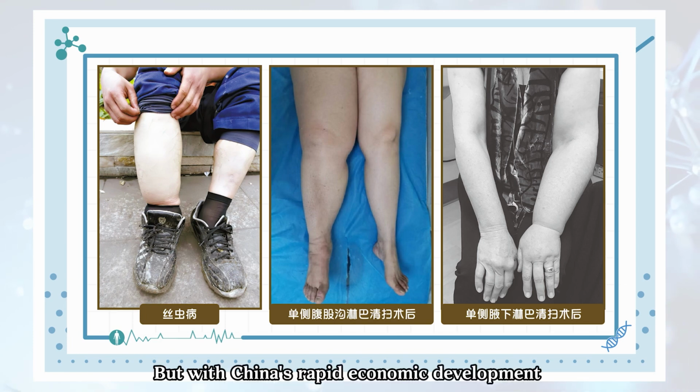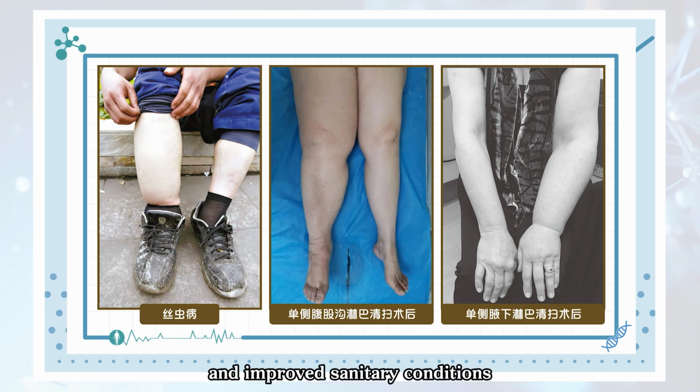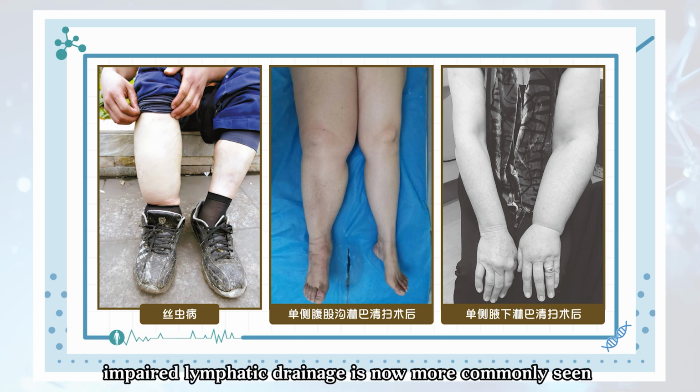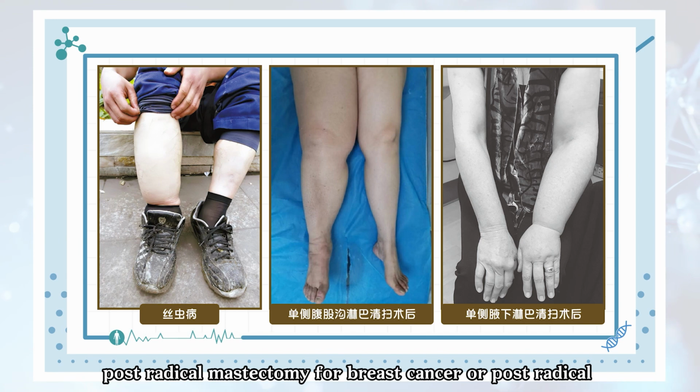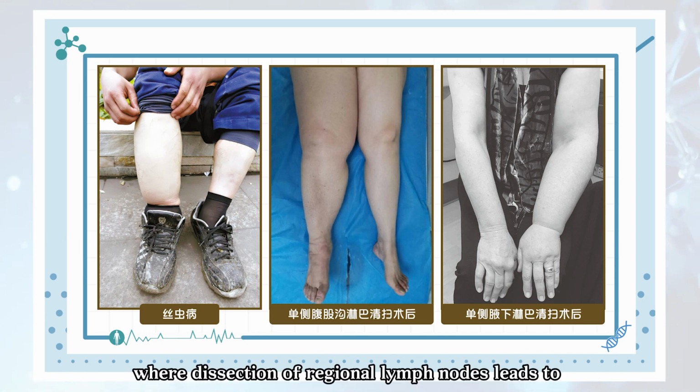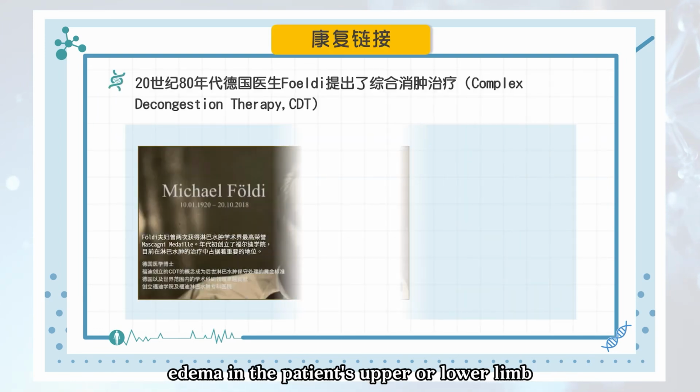But with China's rapid economic development and improved sanitary conditions, the incidence of filariasis has greatly decreased. Clinically, impaired lymphatic drainage is now more commonly seen post-radical mastectomy for breast cancer or post-radical surgery for pelvic malignancies, where dissection of regional lymph nodes leads to edema in the patient's upper or lower limb.